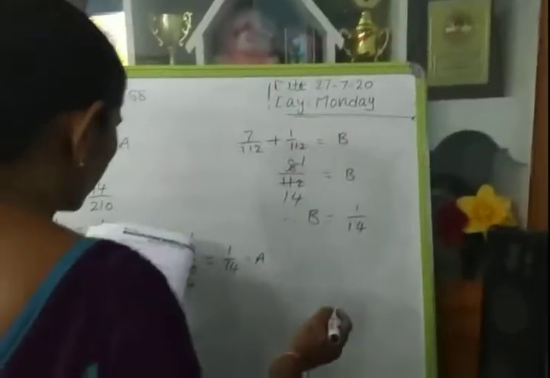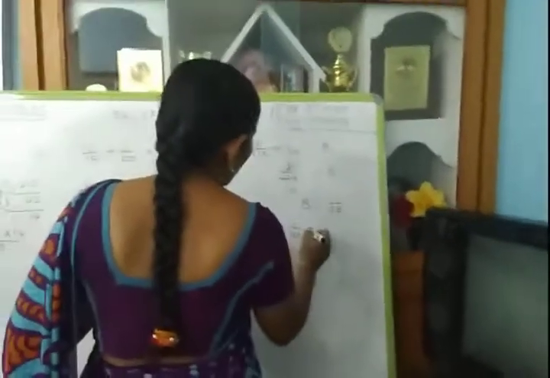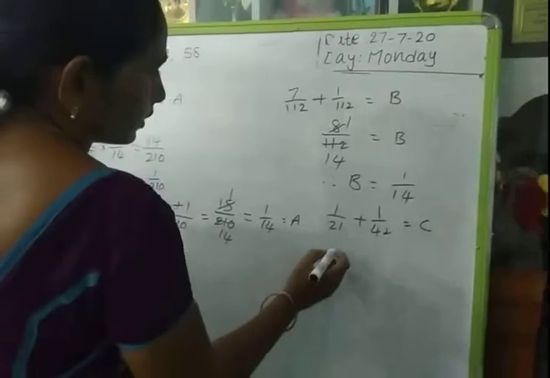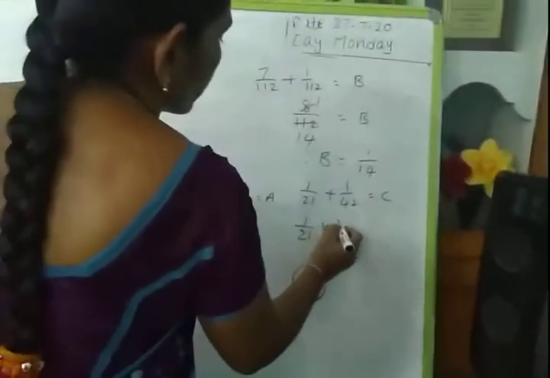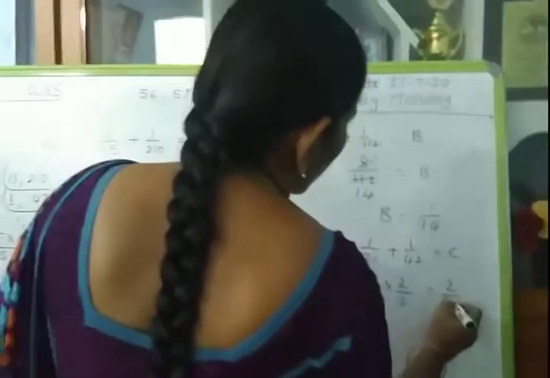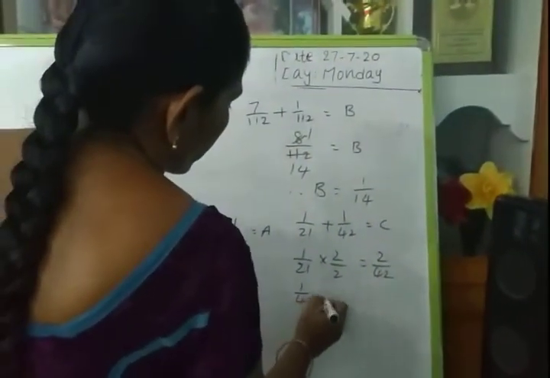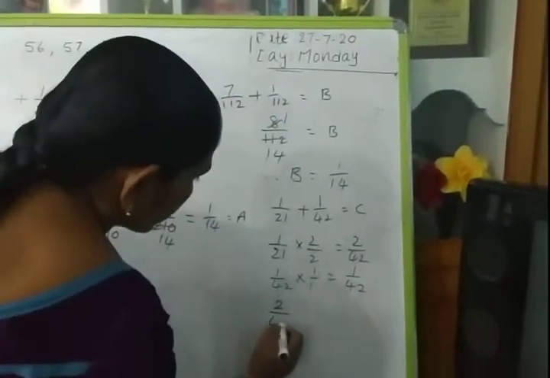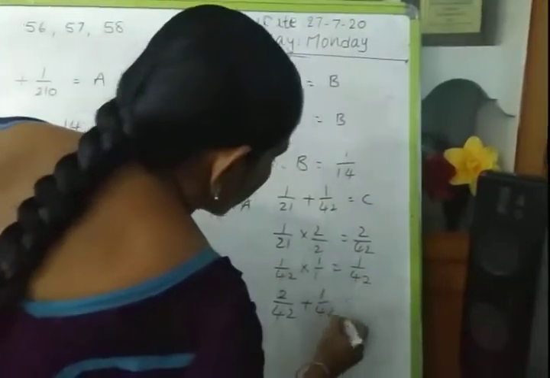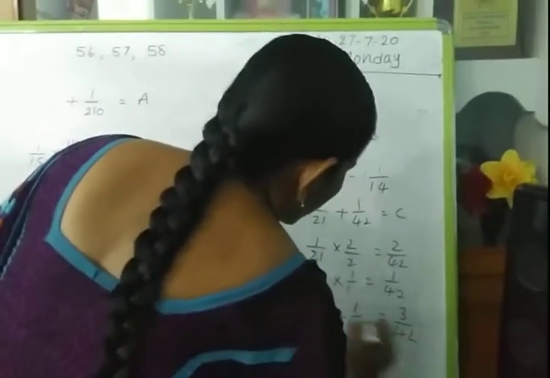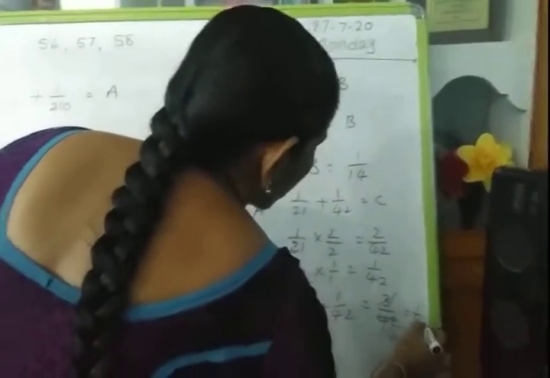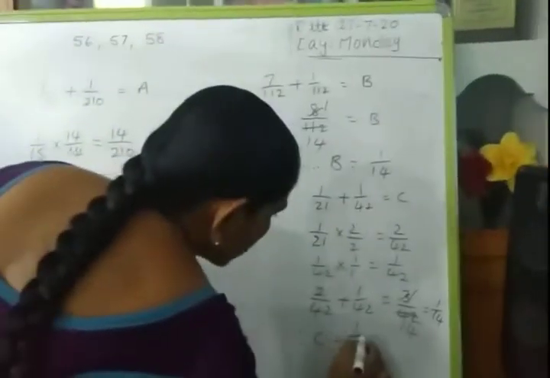What will you get for the C value? 1 by 21 plus 1 by 42. It is also LCM 42 only. 1 by 21, 2 times, 2 by 42. 1 by 42, 1 time, 1 by 42. So 2 by 42 plus 1 by 42 is 3 by 42. 2 plus 1, 3. 3 ones are 3, 3 14s are 42, so 1 by 14. So therefore the C value is also 1 by 14.